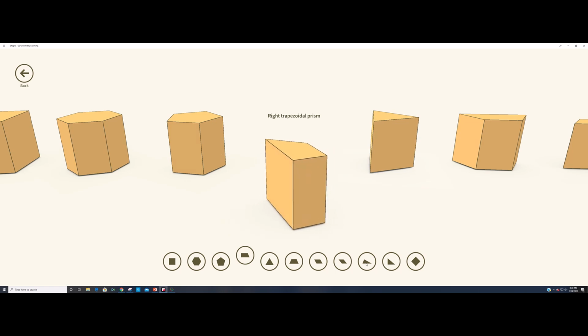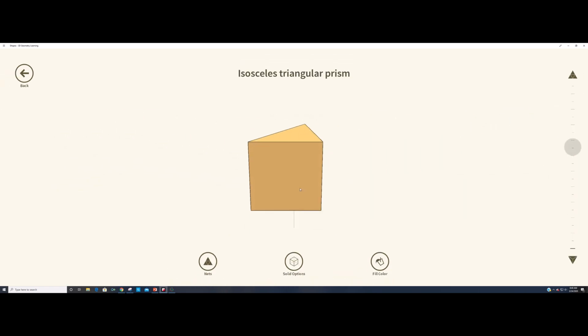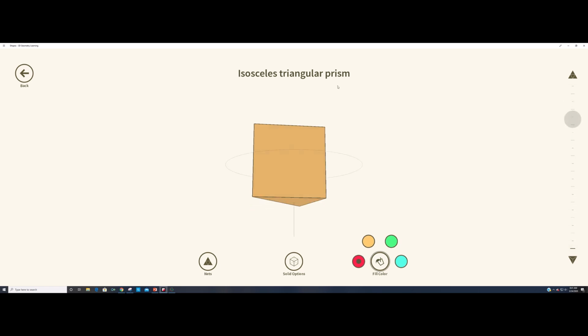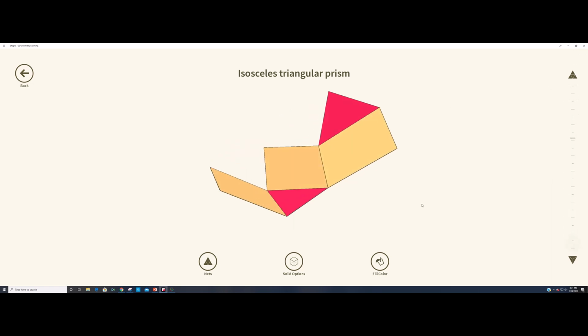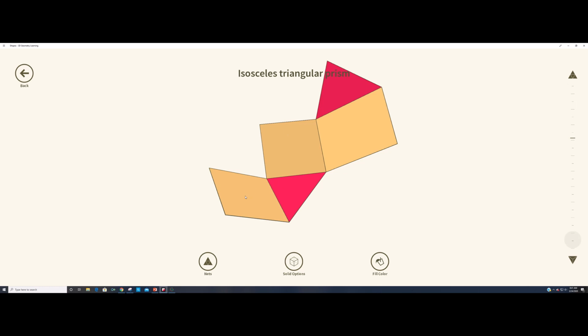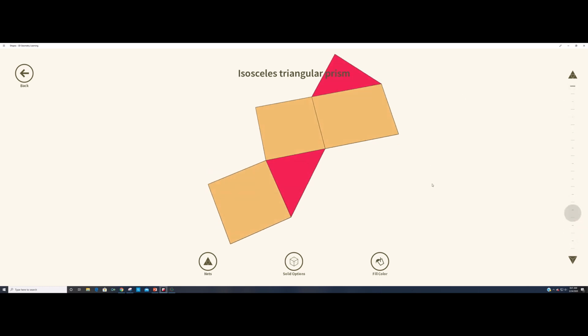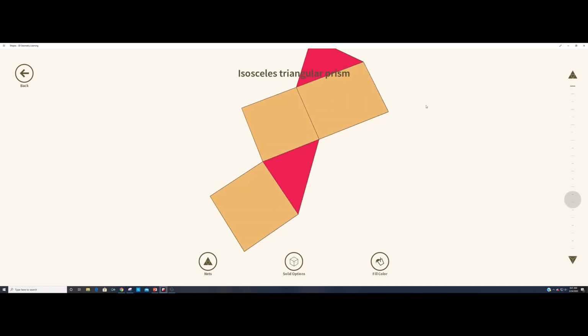Here's a triangular prism. Notice the top is a triangle, the bottom is a triangle, and all the other sides are rectangles. It's important to point out that sometimes prisms will have rectangles that are all the same size. Sometimes they'll have sides that are different sizes. So you want to make sure you're looking out for that.